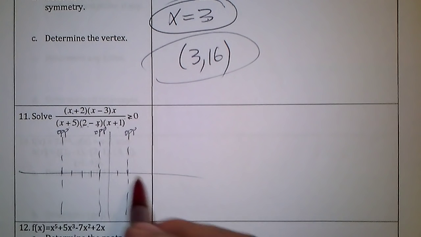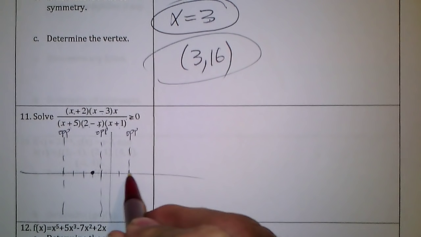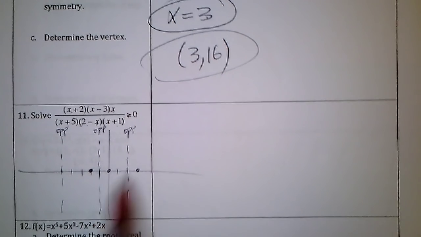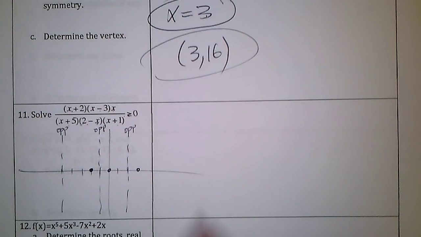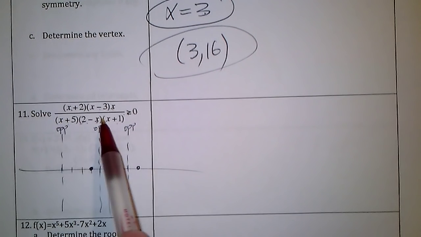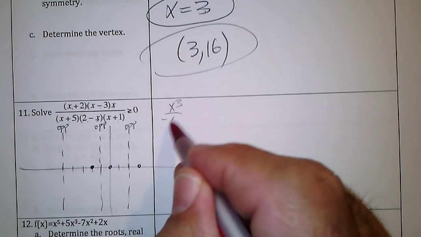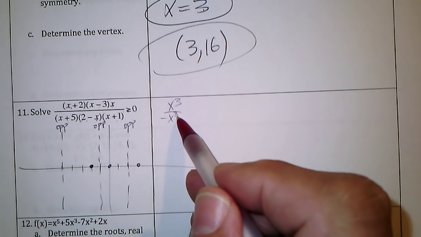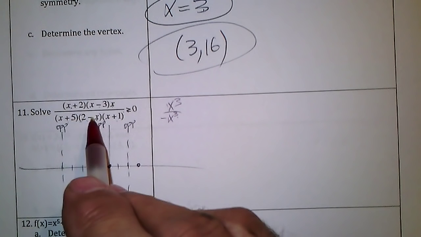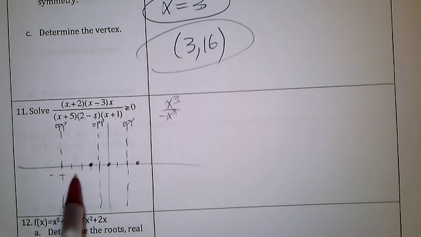X-intercept at -2, at 3, and at 0. See, the degree of the numerator is x to the third. The denominator is x to the third. This would be x to the third over -x to the third. So they're equal degrees, so it's the ratio of the leading coefficients, which would be 1 and -1. So it's -1 is the horizontal asymptote.